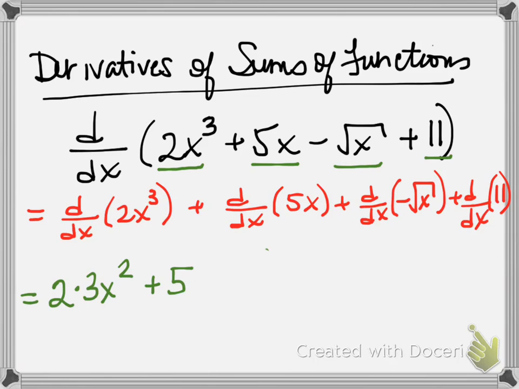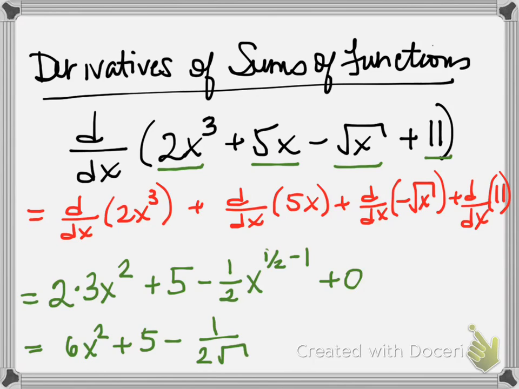Now the derivative of negative square root of x: we just think of that as a minus, and then square root of x is x to the 1/2. To take the derivative of x to the 1/2, we get 1/2 x to the 1/2 minus 1. And then the derivative of 11, which is a constant, is 0, so plus 0. So in all, we get 6x squared plus 5 minus 1 over 2 square root of x. And there's our derivative.